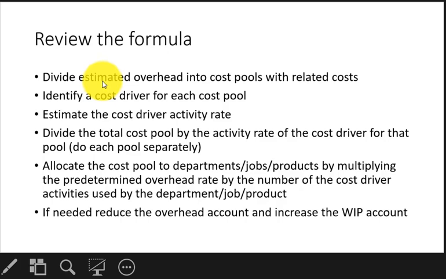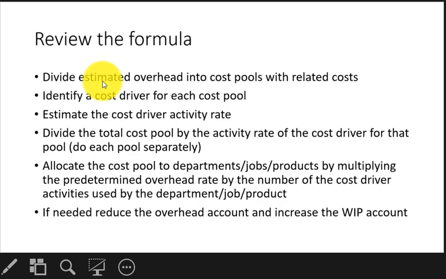Okay. Then we allocate the cost pool to departments, jobs, or products by multiplying the predetermined overhead rate by how much of the cost driver activities that department or job or product uses. So if they use that part of the cost.